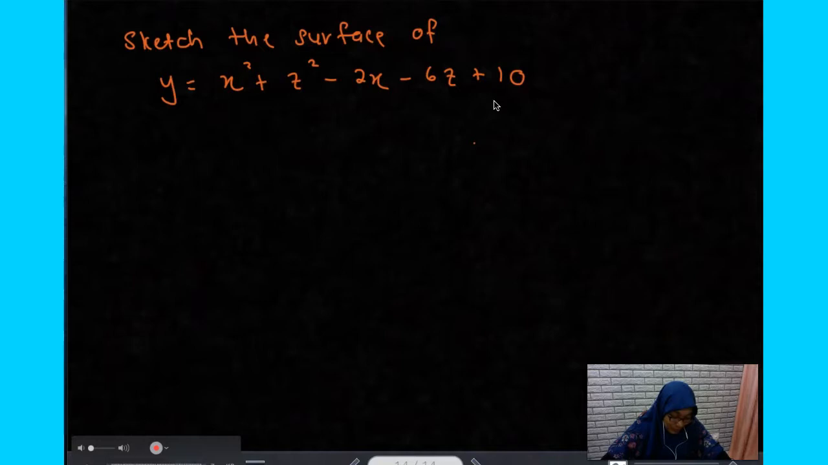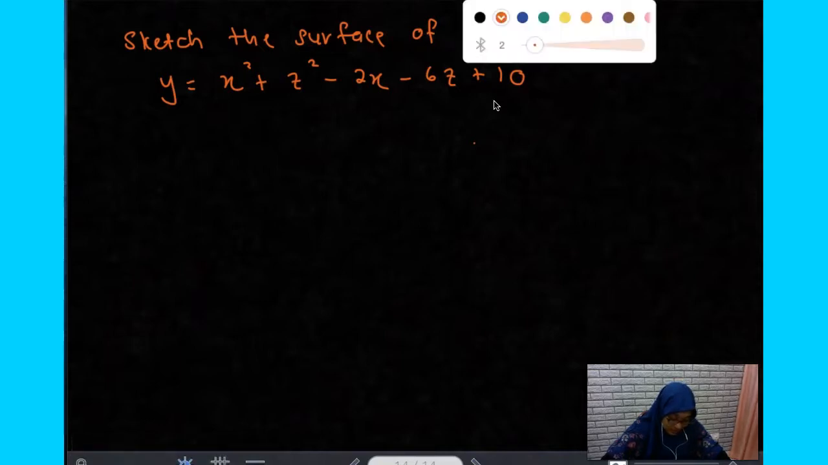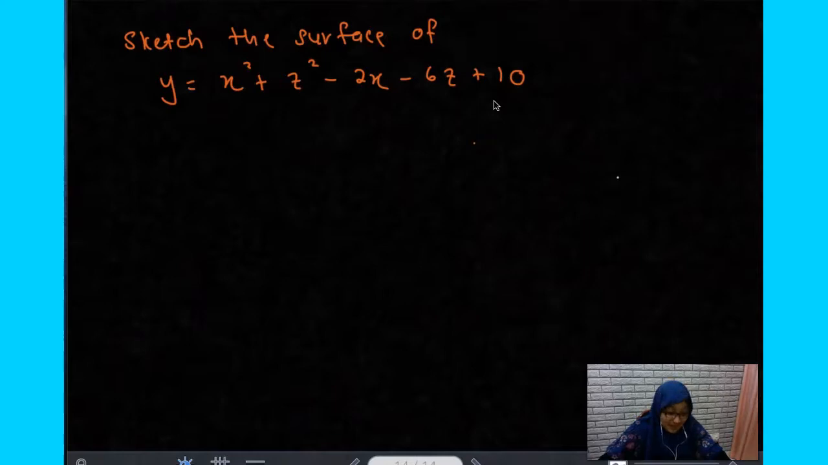Okay, last time what we have done, we sketched a bit simple expression, right? For example, we have z equal to x squared plus y squared. So we know this is a ball, a ball concave up and open and concave up along the z-axis because we have z here.